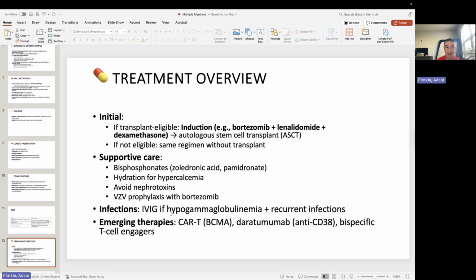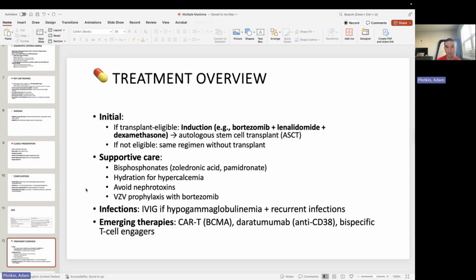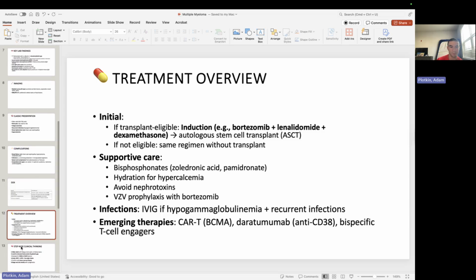We're going to avoid nephrotoxins, and then we can do VZV prophylaxis, right? If they're using bortezomib, that can predispose you to reactivation of VZV. So we can use prophylaxis there. We'd have to use like acyclovir or valacyclovir for that. If they get infections with multiple myeloma, we can use IVIG, especially if they have recurrent infections. And then there's emerging therapies like CAR T, anti-CD38s, and then bispecific T cell engagers. Again, all very low yield for Step 1 and Step 2, but I wanted to put it in for completeness.